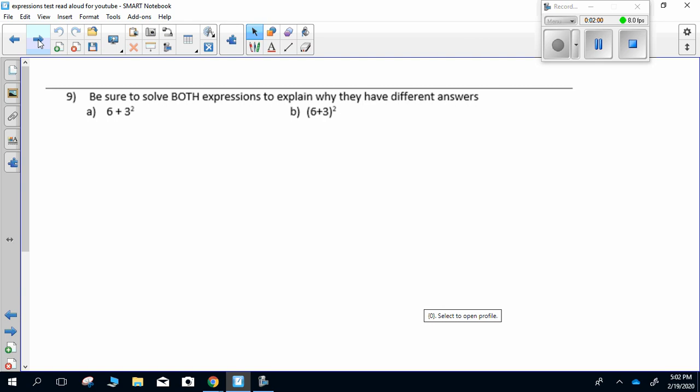Number 9, be sure to solve both expressions to explain why they have different answers. A, 6 plus 3 to the 2nd power. B, parenthesis, 6 plus 3, parenthesis, squared. You're going to do the math, and then you're going to explain why there are two different answers.